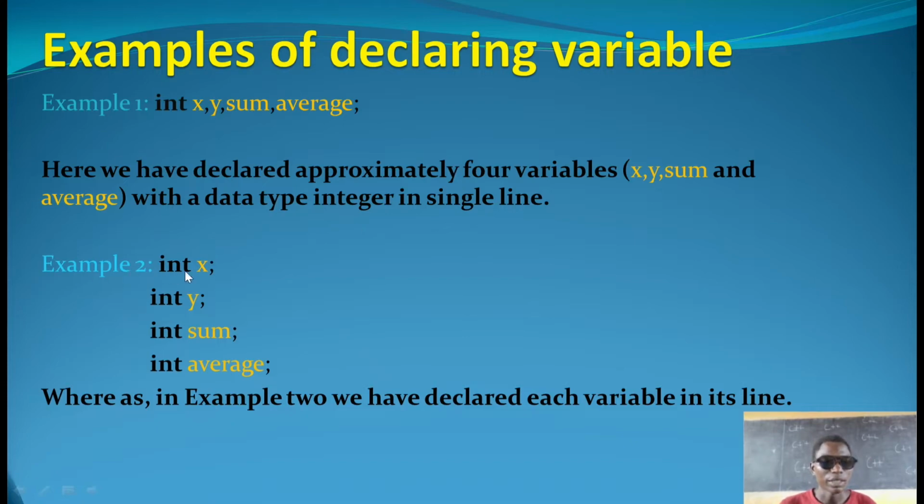Second example, int x, int y, int sum, and int average. Whereas in example 2, as you see, we have declared each variable in its own line. You see int x, int y, int sum, and int average. Each variable is declared in its single line, as you see.